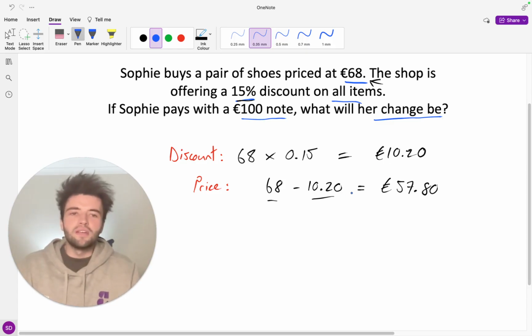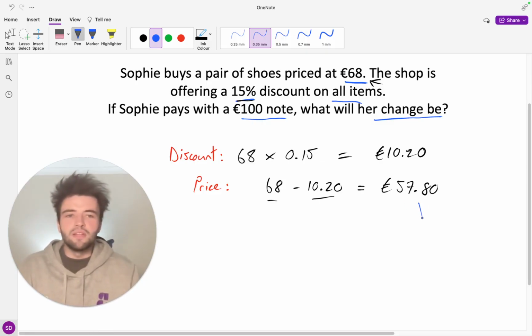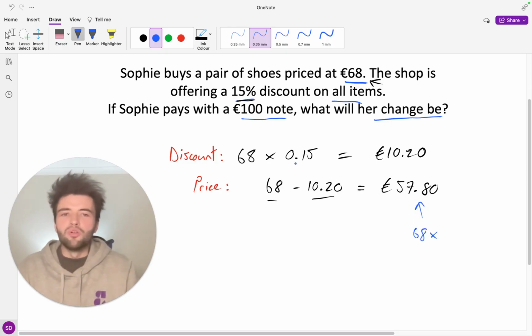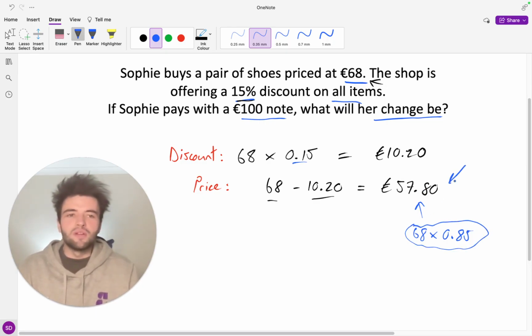And one thing to note here is that there's a shortcut you can kind of use for discounts, which is instead of finding the discount and then subtracting it, you can actually simply take the initial price, which was 68, and multiply it by 1 minus the discount. So that would be 0.85 in this case. So that's another way to go around this, is just multiply the total price by 1 minus the discount, and that would get you back to this price of 57.80.